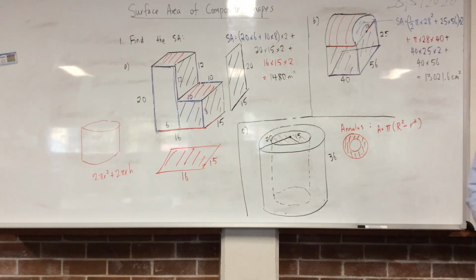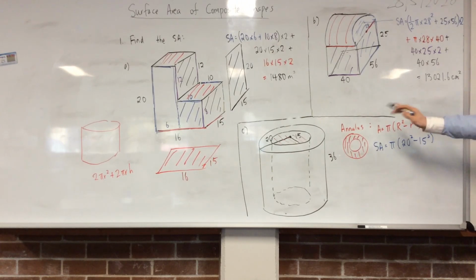So if I just do that straight away to find the area of the top, all right, let's get into it. Surface area, pi times, what's my big radius? 20 squared minus 15 squared. Okay, that's for the top, which is the same for the bottom. Yeah? Are we good so far?